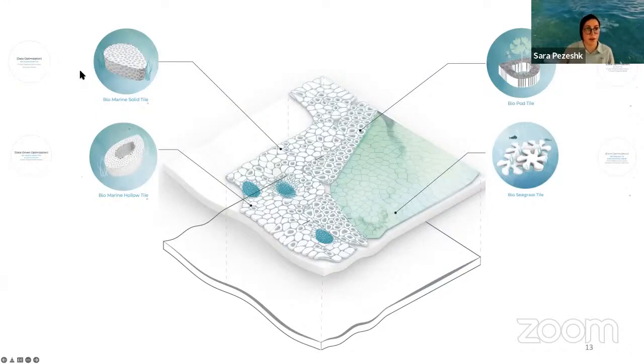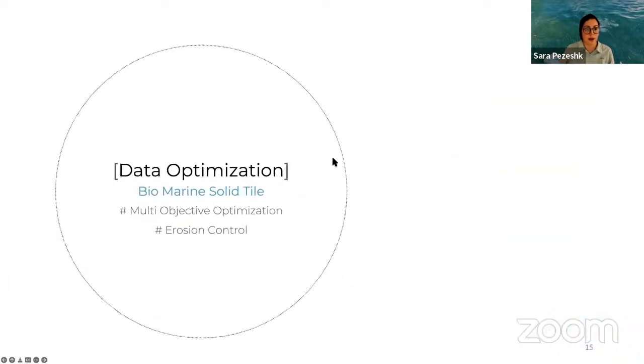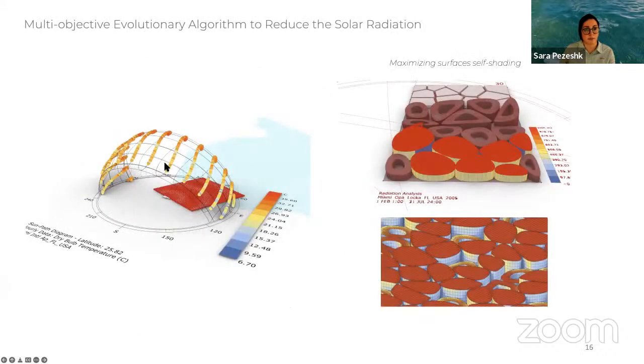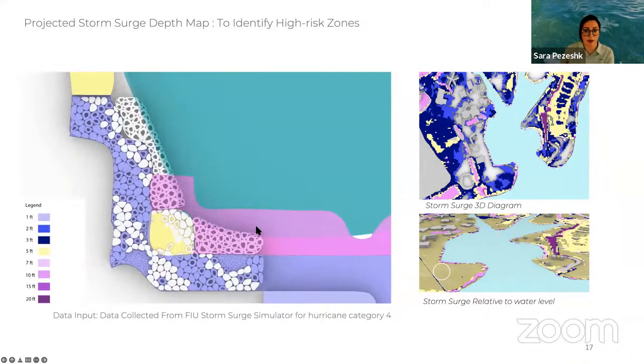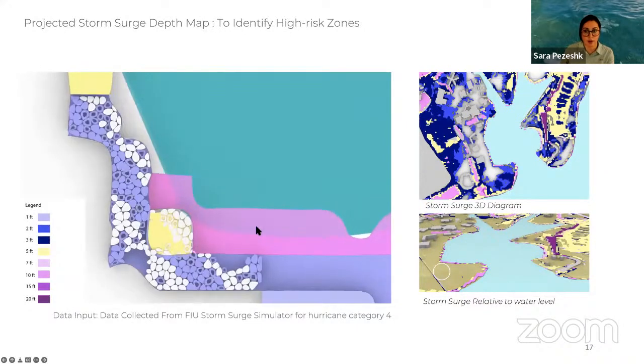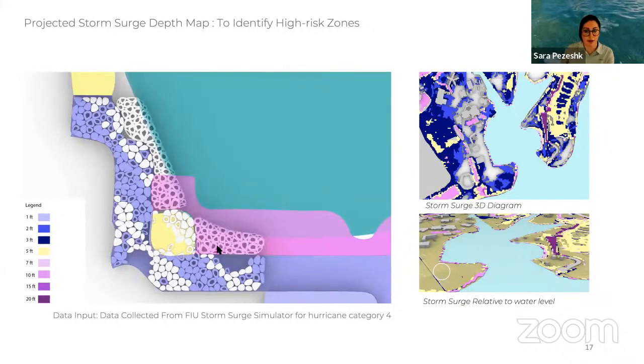Starting with the biomarine solid tile, data optimization. To optimize these tiles, I have used solar radiation data as an input to increase the thermal comfort for marine habitat in the intertidal zone by varying the height and maximizing the self-shading on the surface area. I also use this color-coded map for storm surge category 4 to determine the high-risk zones and adjust the biotile height accordingly.